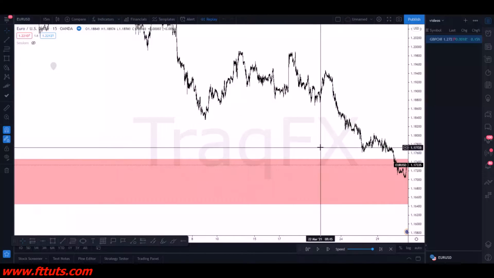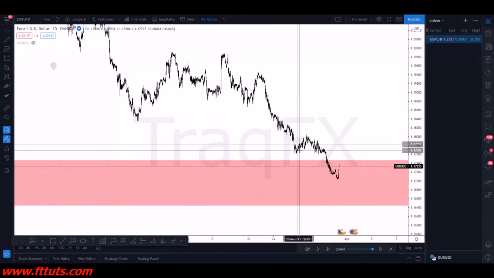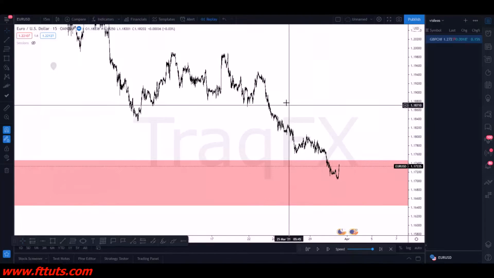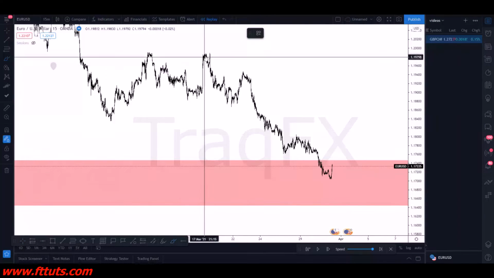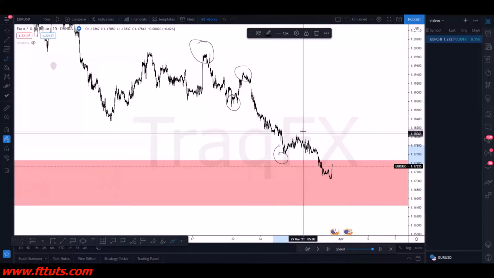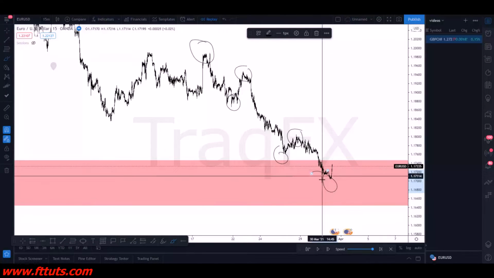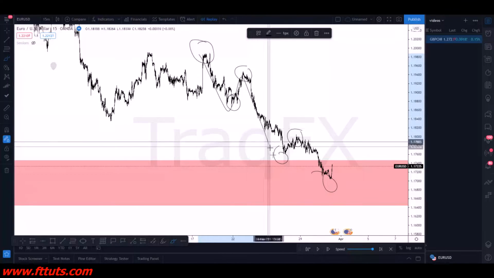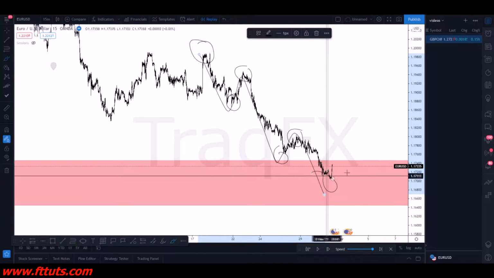So macro structure, we're bullish. Micro structure, we're bearish, right? So how do we analyze this? Well, let's look at the micro structure. We have a high, we have a low, lower high, lower low, lower high, lower low. Now we see that the market is creating lower lows and lower highs on the smaller time frame.